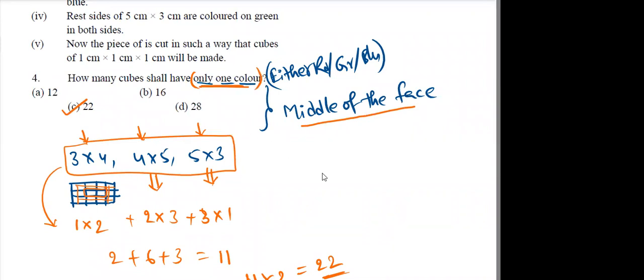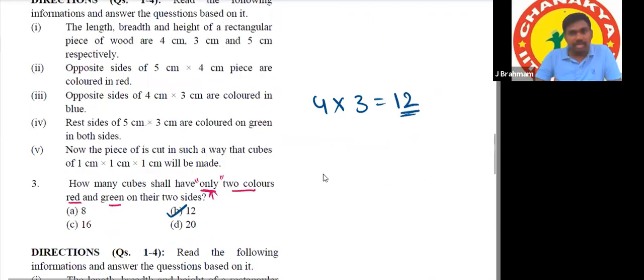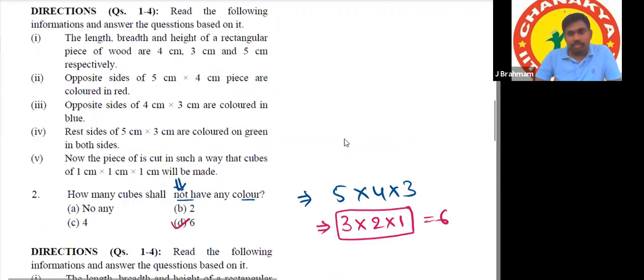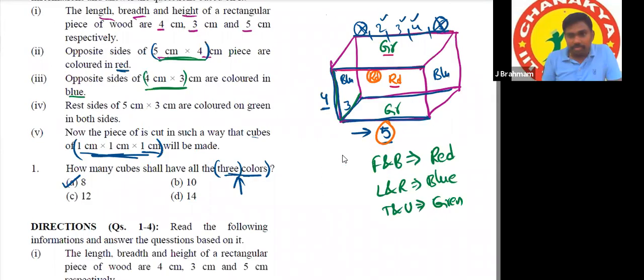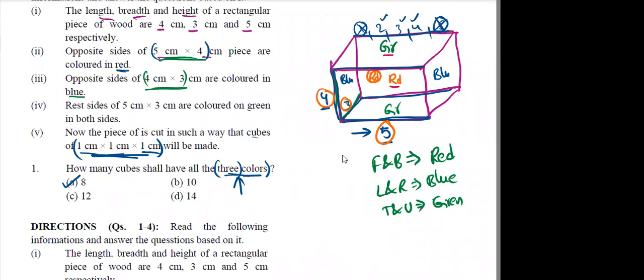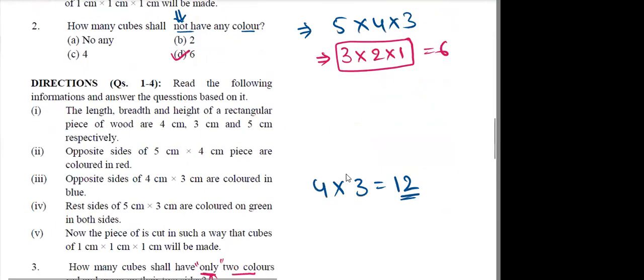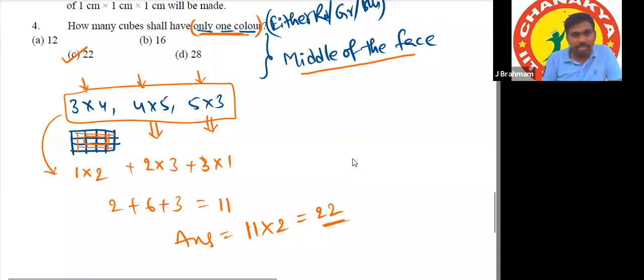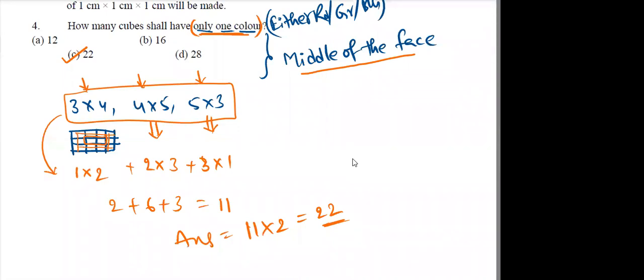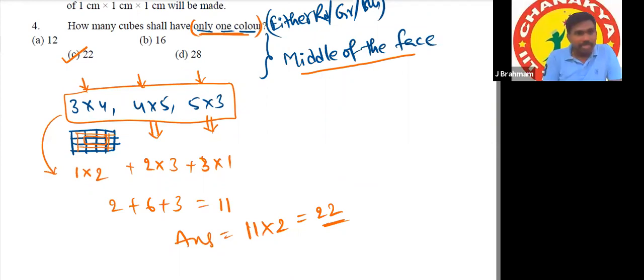Four. Because all the faces are not of equal sizes. One face is 5/3, one face is 5/4, one face is 4/3. That's why I have written here 3/4, 3/4, 4/5, and 5/3. I have given an illustration for one face also here.